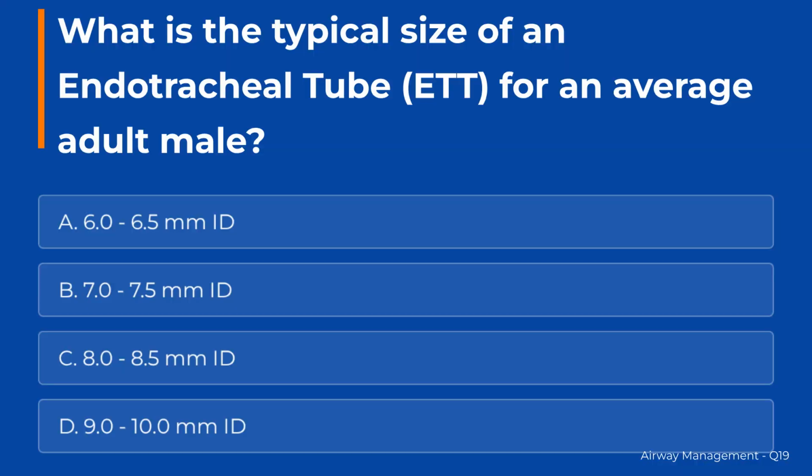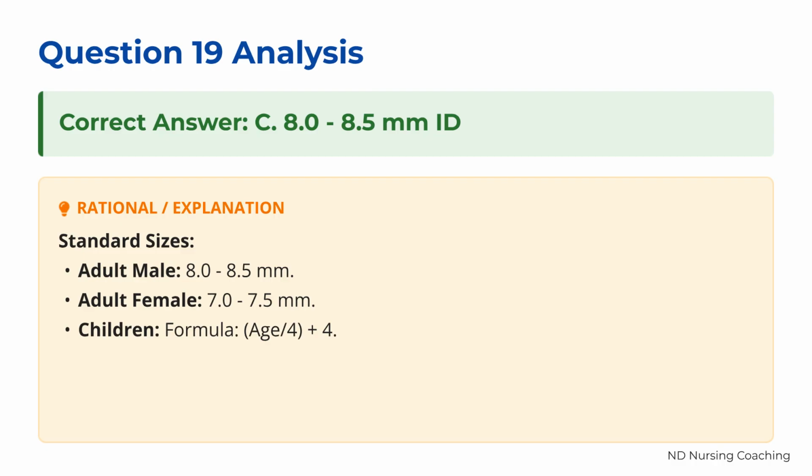Question 19. What is the typical size of an endotracheal tube, ETT, for an average adult male? The correct answer is C, 8.0 to 8.5 millimeters inner diameter. Standard sizes are 8.0 to 8.5 millimeters for adult males and 7.0 to 7.5 millimeters for adult females.